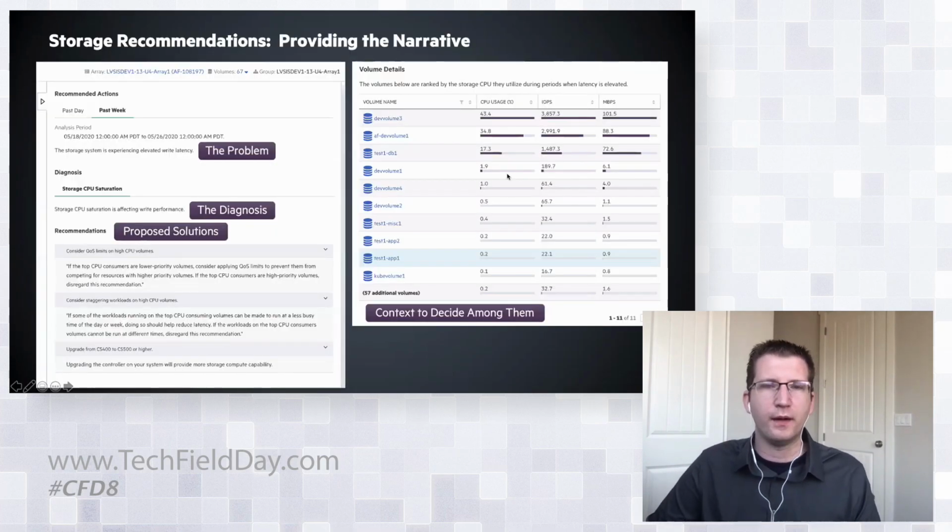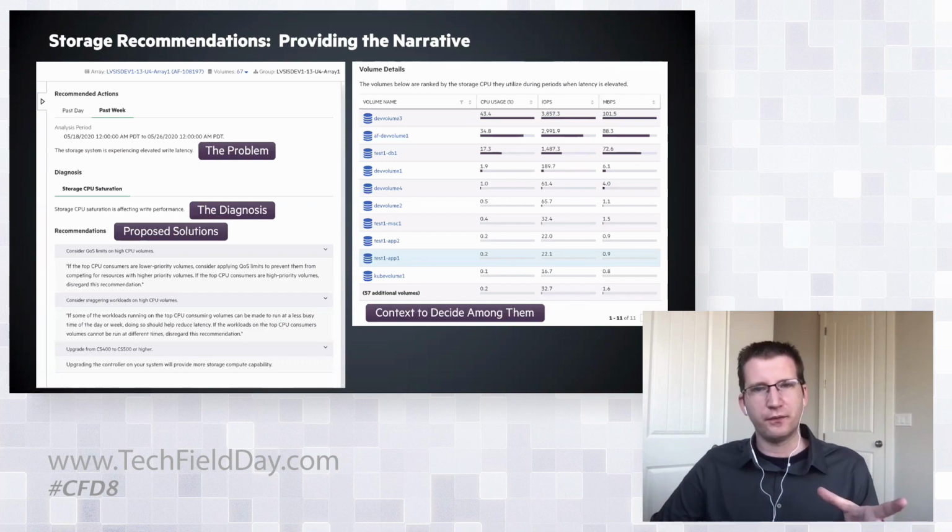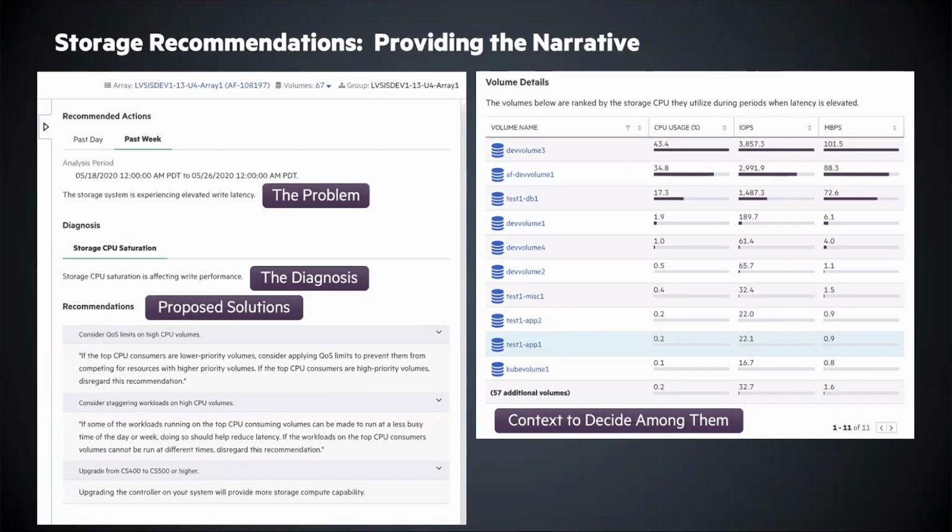So moving ahead, I wanted to provide some concrete examples of the recommendations that we provide for our end users, right? In providing the narrative, this is an example, a screenshot from our UI. For this customer, we explicitly state the problem. They're experiencing elevated write latency. We explicitly state the diagnosis, right? CPU saturation is the cause, and we go into proposed solutions. In those proposed solutions, we have configuration changes, workload management changes, as well as hardware upgrades. We don't always want to just lead with the upsell.